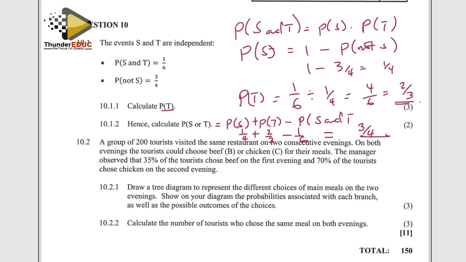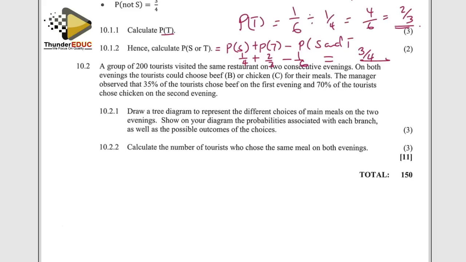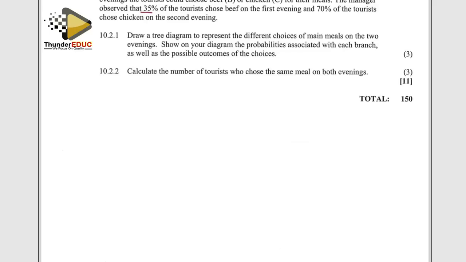Okay, and then 10.2, telling me that a group of 200 tourists visited the same restaurant on 2 consecutive evenings. On both occasions, tourists could choose beef or chicken for the meals. The manager observed that 35% of the tourists chose beef on the first evening, and then 70% chose chicken. Can we draw a tree diagram? All right, so this is straightforward. So this is going to be our first evening. We choose beef, we choose chicken.